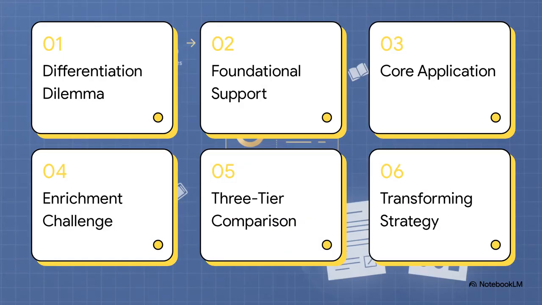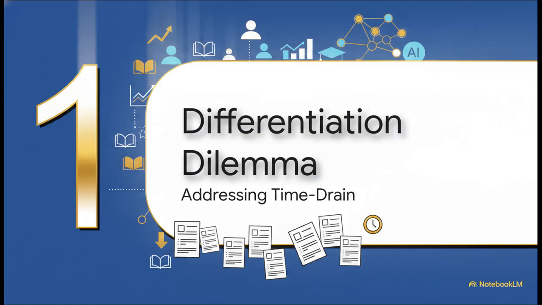We'll start with Section 1, the differentiation dilemma. Then we'll move through our 3 tiers. Section 2 is the basic level, providing foundational support. Section 3 is the intermediate level for core application. And Section 4 is the advanced level, focused on the enrichment challenge. After that, we'll hit Section 5, our master 3-tier comparison, and wrap up with Section 6, transforming your strategy. So let's get right into Section 1, the differentiation dilemma, addressing the time drain in mixed ability classrooms.